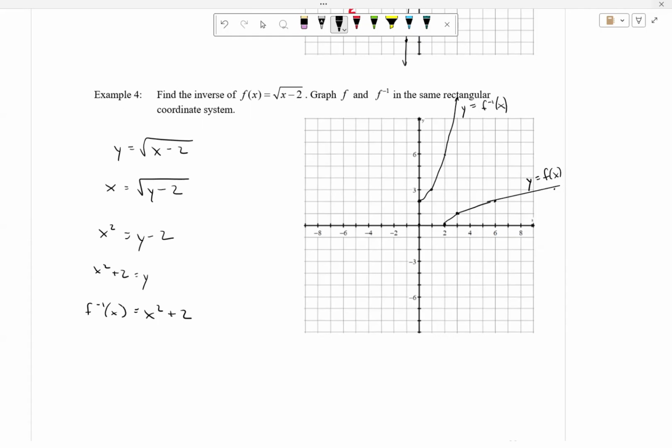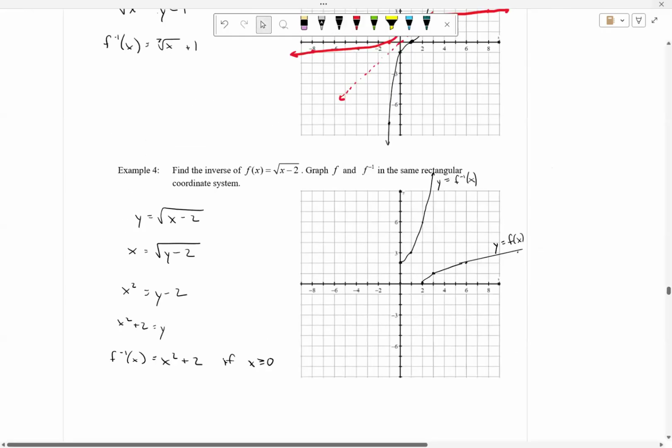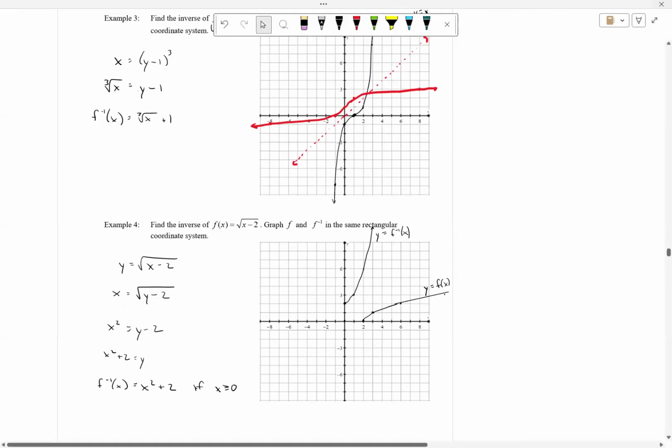No, we don't have the entire parabola. So how do I keep it just to that right side? Greater than or equal to. Yeah, so here I'm going to say if x is greater than or equal to 0, just to establish that we only have that one side of it. So there's a little bit of a trick there. Something to watch out for. And we can see that on the graph, but it doesn't come out algebraically.